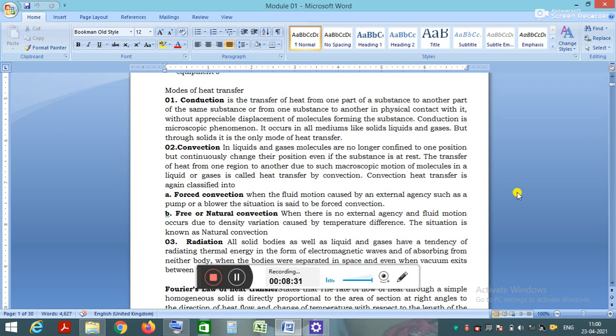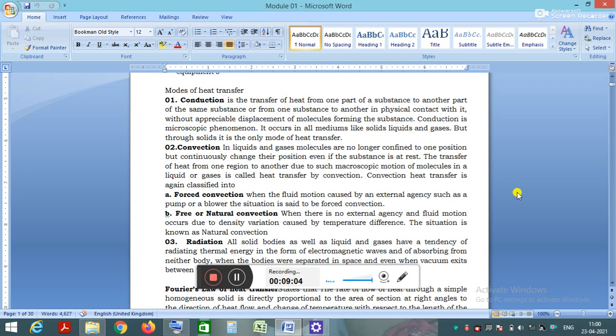The third mode of heat transfer is radiation. In conduction, what happens? The transfer of heat takes place because of physical contact of the particles. In convection, it is due to the motion of the fluid particles. But in radiation, no particle is required. The transfer or exchange of heat takes place purely by electromagnetic radiation in the form of electromagnetic waves. The best example is the energy exchange between the sun and the earth.